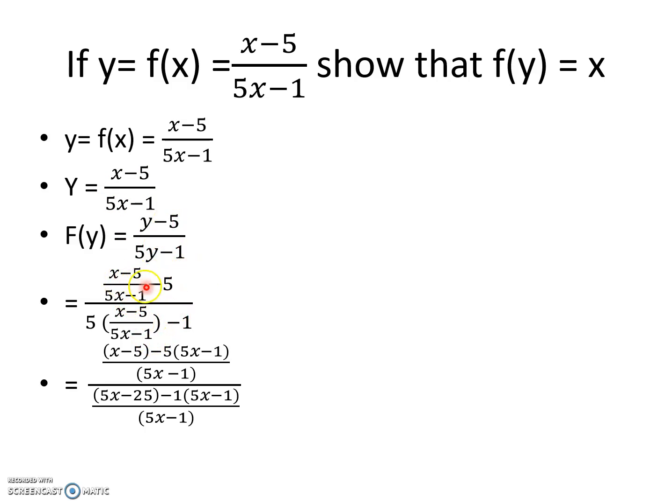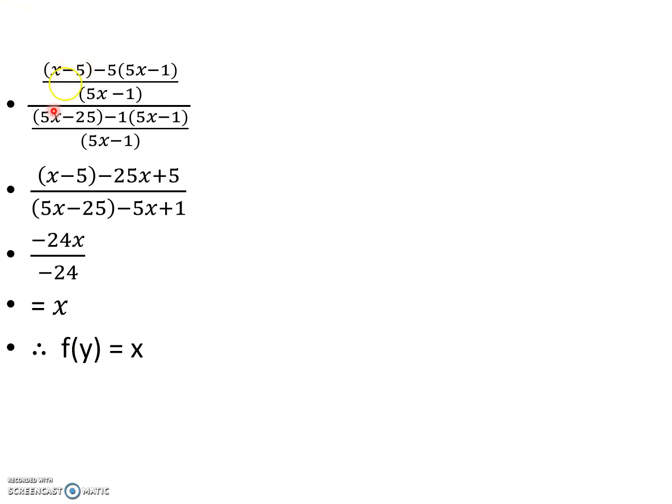So we have simplified: (x − 5)/(5x − 1) − 5 over 5·(x − 5)/(5x − 1) − 1. We have to take the cross multiplication: (x − 5) − 5(5x − 1) in the numerator, and the denominator 5x − 1 remains the same. 5 into (x − 5) is 5x − 25. The 5x − 1 gets cancelled. We derive the numerator and denominator in the form x − 5 − 25x + 5 over 5x − 25 − 5x + 1.